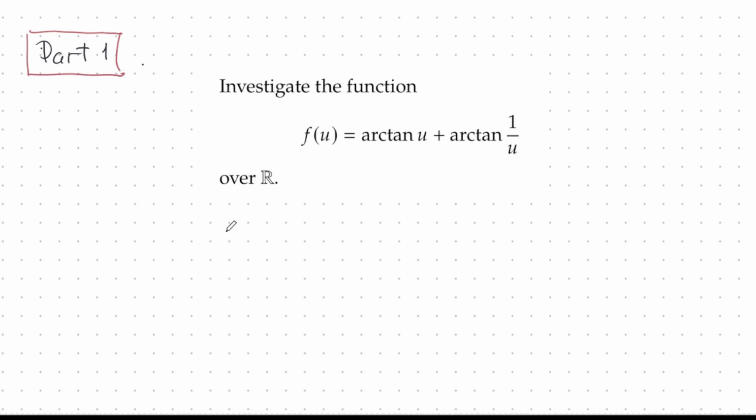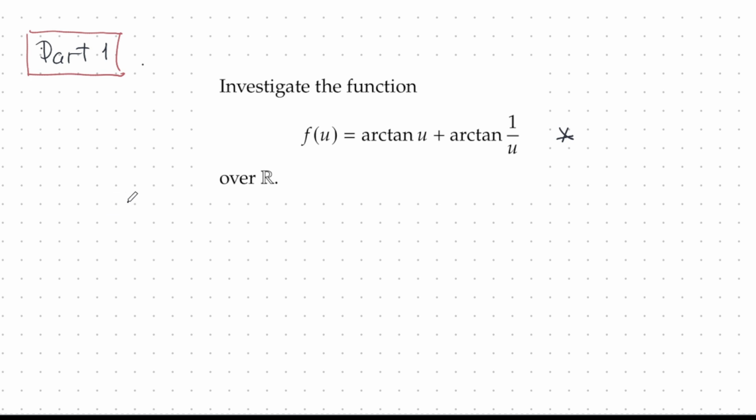Hello, my mathematical friends. Today we will do a meditation about arctangent. Specifically, we're going to look at this function here: f of u is arctan u plus arctan 1 over u. Very interesting function, and it reveals interesting things about arctangent. So we want to study it over all of R and see if anything interesting happens in various places in the real numbers.